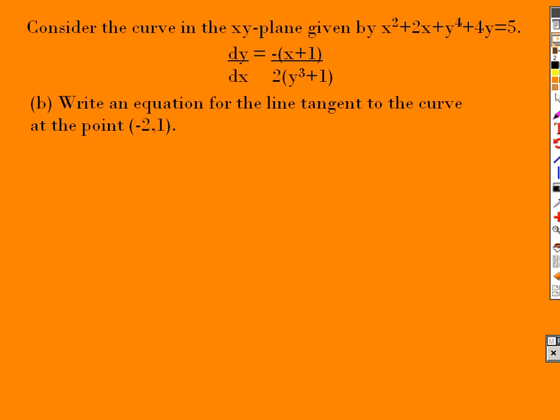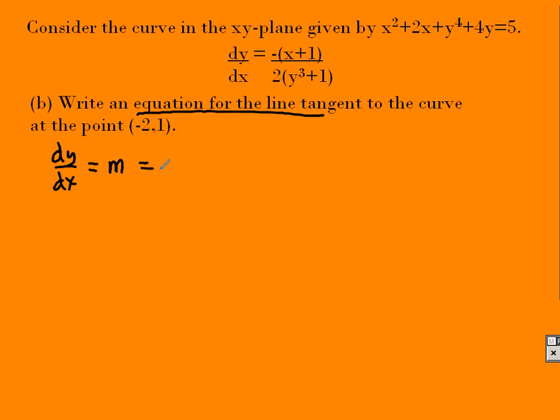We're going to use that same dy/dx for the next couple ones as well. So part B: write an equation for the line tangent to the curve at the point negative 2, 1. So if we need an equation of a tangent line, we're going to need a slope. Well, the slope is the same as dy/dx.